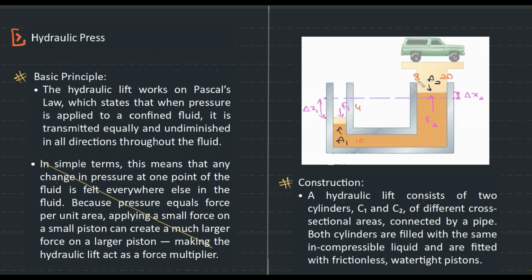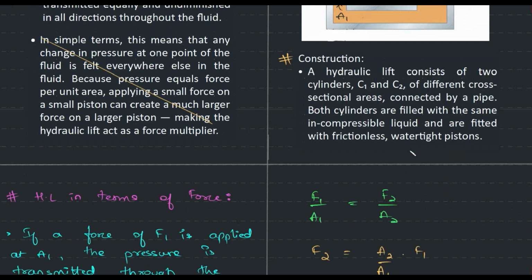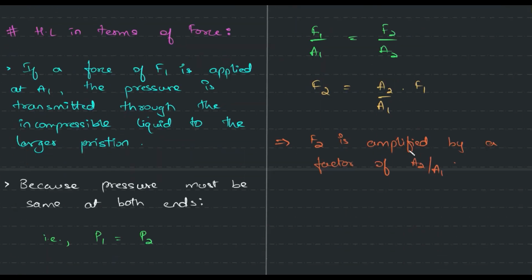I'm just applying a small force, but it got amplified. So the better the ratio, the more the amplification. Of course, your delta x1 and delta x2 are not the same. So the point here is I'm able to apply a small force, and at the other end, it is able to experience a lot of force, right? So I'm able to lift something.